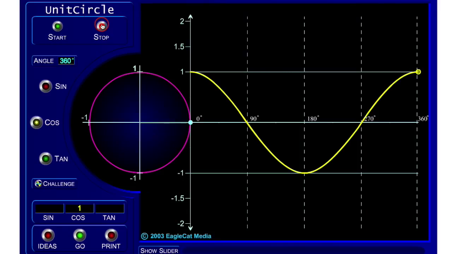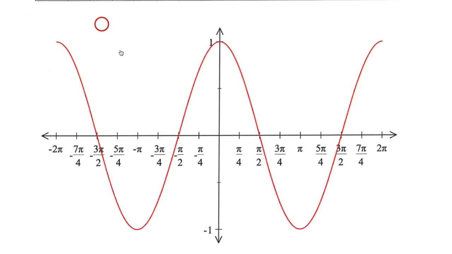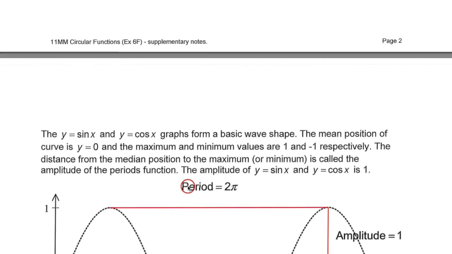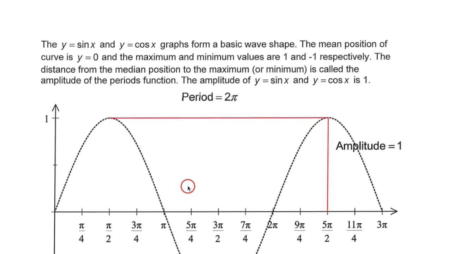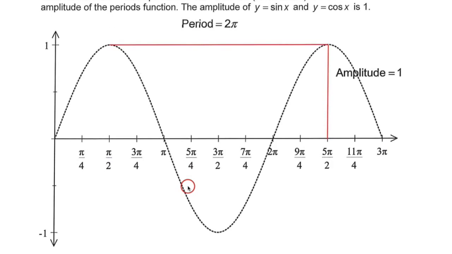Beautiful. Okay, so that shows you the relationship between the unit circle and the sine and cosine graphs. Going back to our notes, there's an explanation of that. A couple of really important points for us to understand are the period and the amplitude.